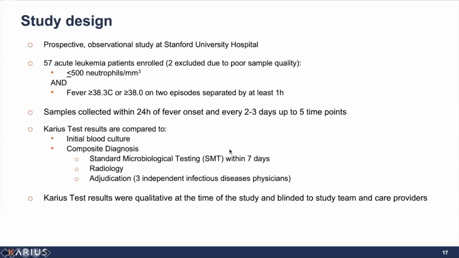How did we do this? We conducted a prospective observational study at Stanford University Hospital that enrolled 57 patients with acute leukemia and neutropenia, defined as less than 500 neutrophils per cubic millimeter, and fever based on definitions by neutropenia guidelines. Karius test samples were collected within 24 hours of fever onset and every 2 to 3 days up to 5 times or until neutropenia resolved.